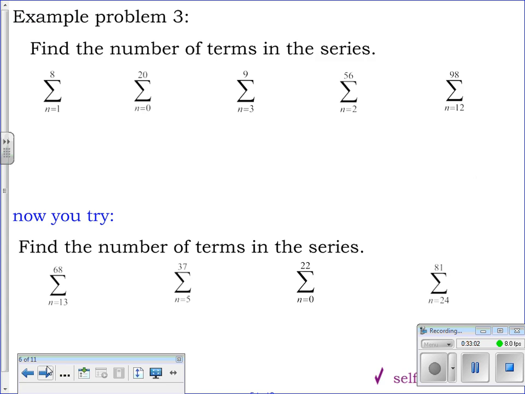Ooh, this is an easy one. Find the number of terms in the series. We're not actually adding them up. We just want to know how many there are. Now, when you start at 1, it's very easy. How many are in the first sequence? I start at 1. This is easy. I go from 1 to 8. So how many are there? There's 8.